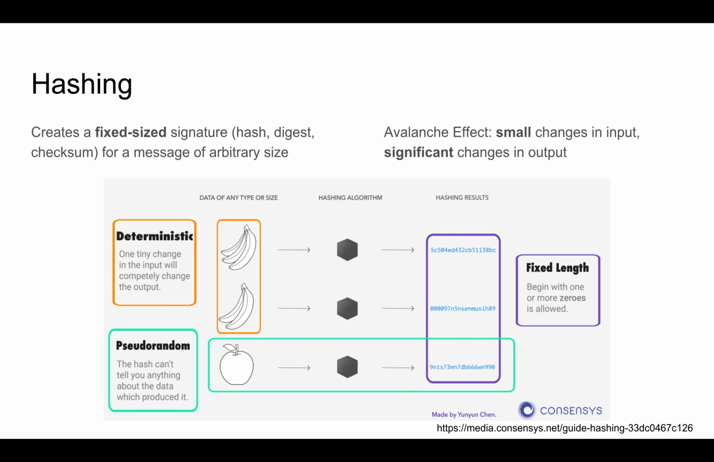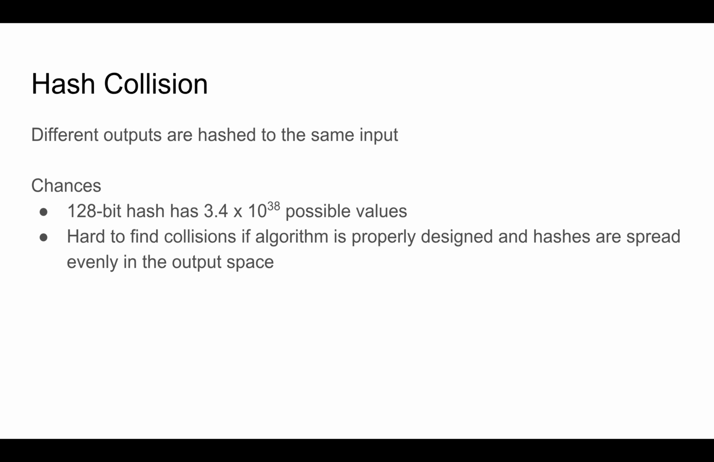The next topic is hashing. So how does it work? It creates a fixed size signature, also called a hash digest, for a message of arbitrary size. The avalanche effect is referred to as a characteristic of hashing, in which small changes in input will lead to significant changes in output. Next, we will discuss hash collision.